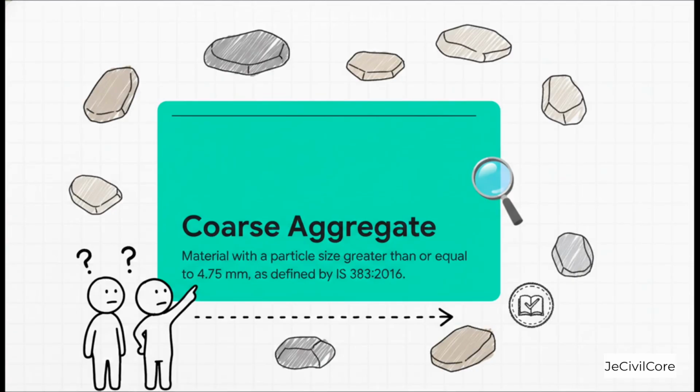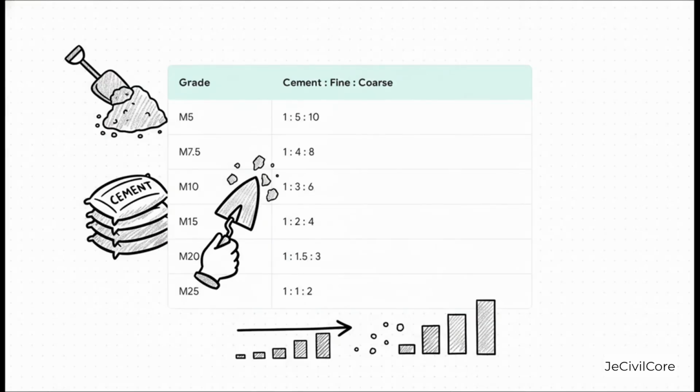This is your gravel. And that number, 4.75 millimeters, that's the magic number. It's the dividing line. And trust me, it's a classic exam question. Burn it into your brain. Now, this right here, this is probably the most important part. This table from IS 456 is pure exam gold, so really pay attention.